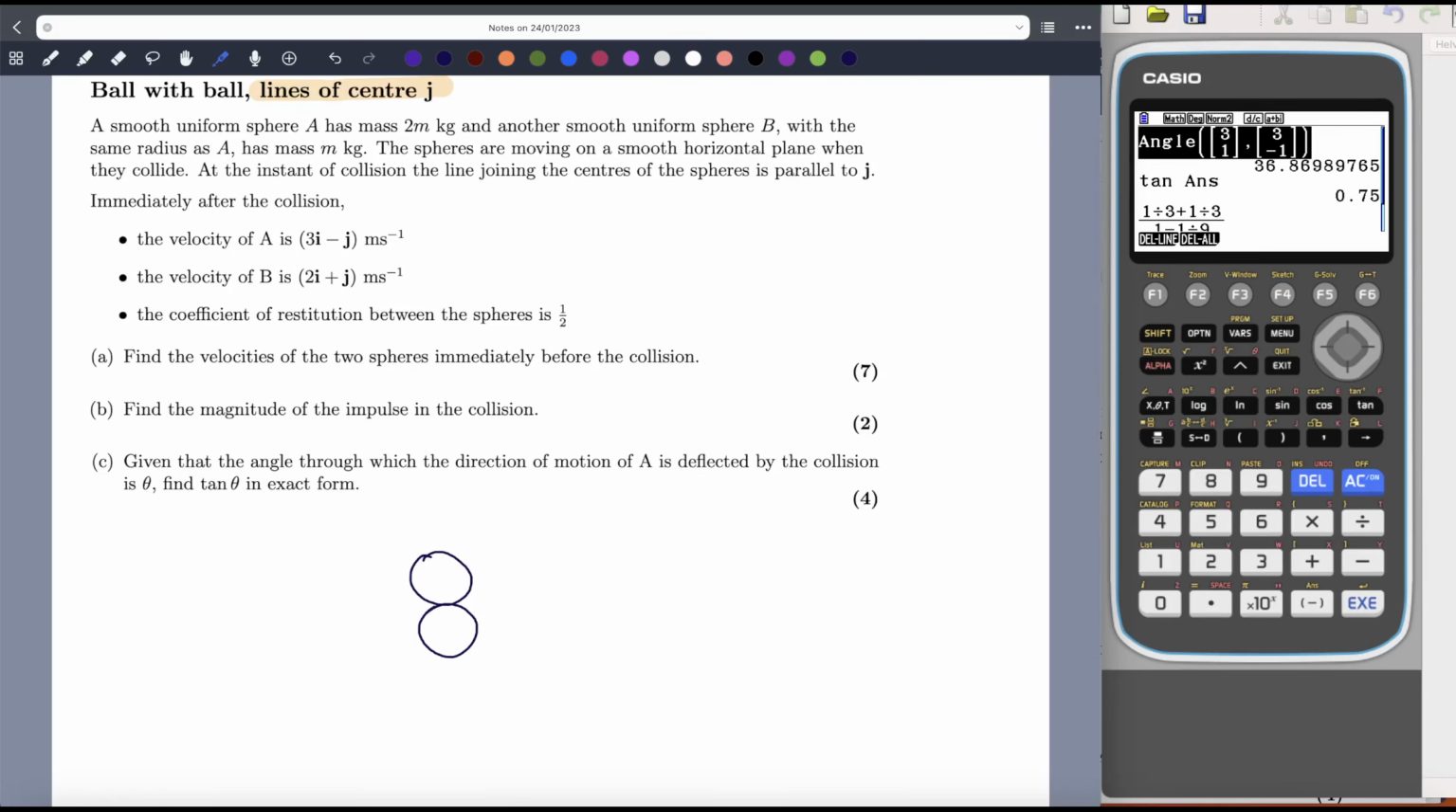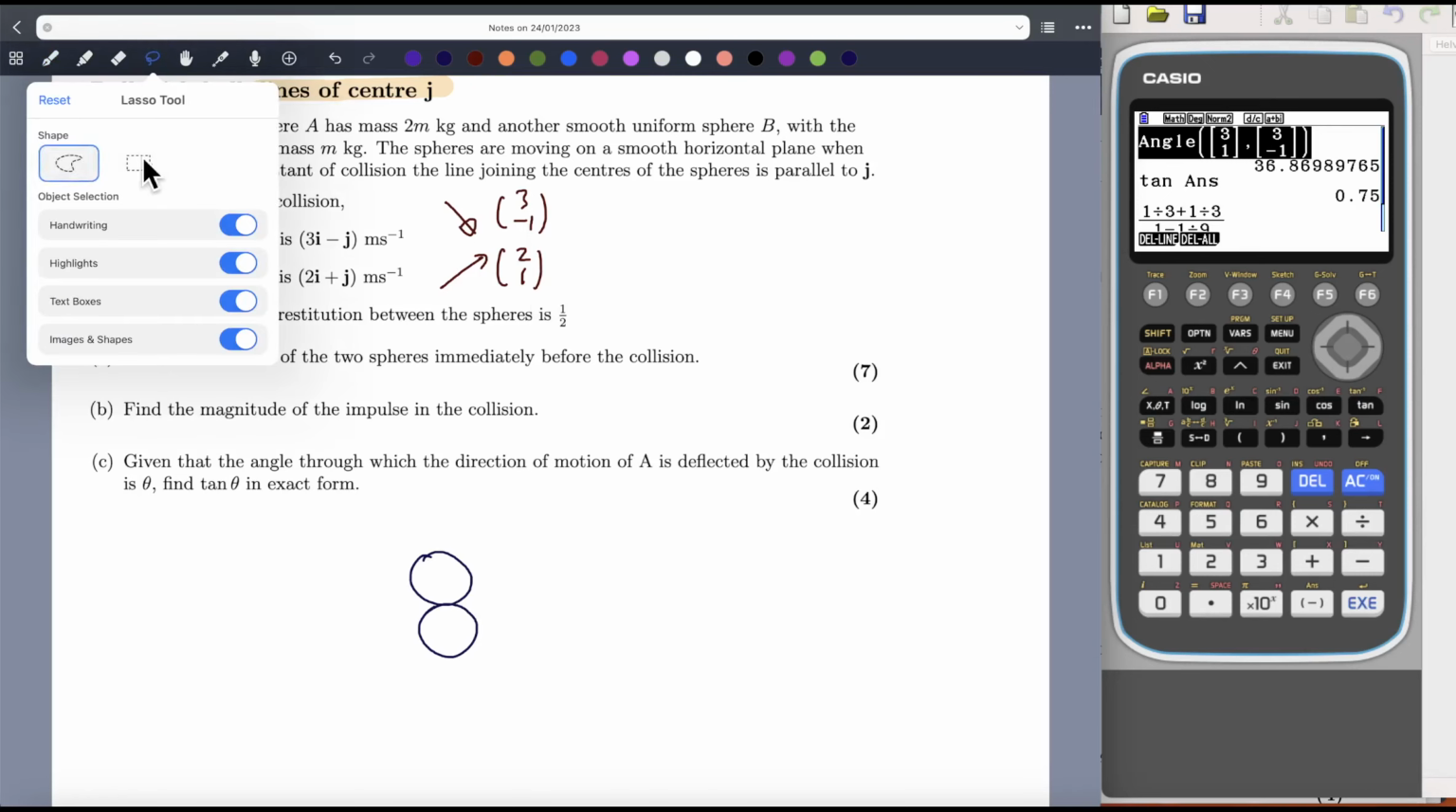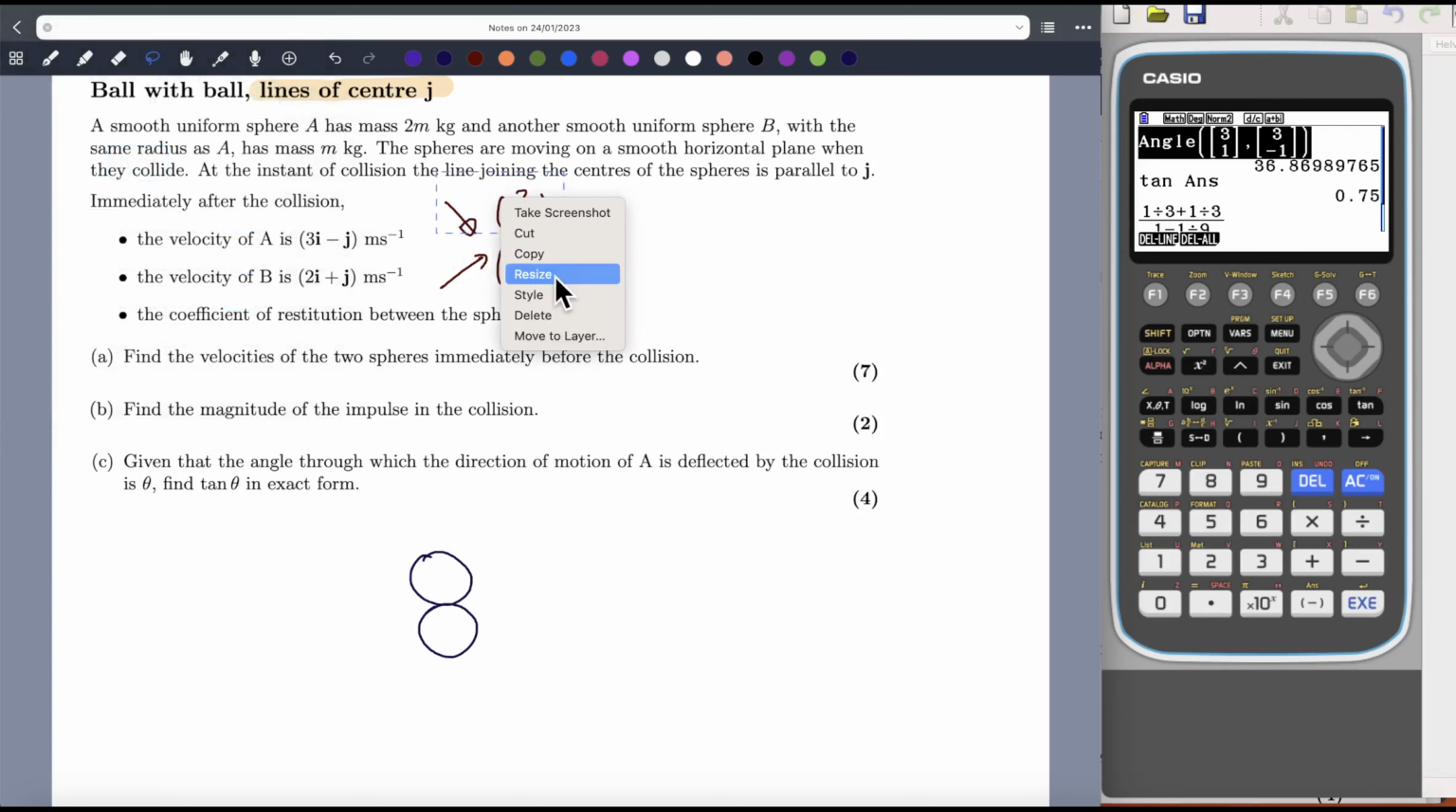Now, the other thing is they gave us two different vectors immediately after the collision. The question says the velocity of A is in a direction going downwards, 3 towards the right, 1 downwards. And we've also got the direction of B going up. So 3 and minus 1 is a vector that goes down, and 2 and 1 is a vector that goes up. So in terms of relative position, the only thing possible is 3 and minus 1 being a vector that's below, and 2 and 1 being a vector that's above.